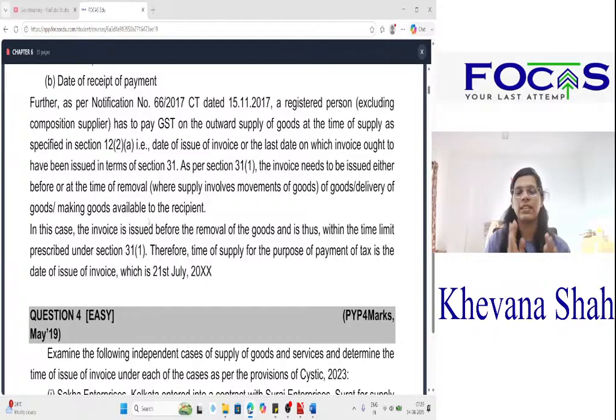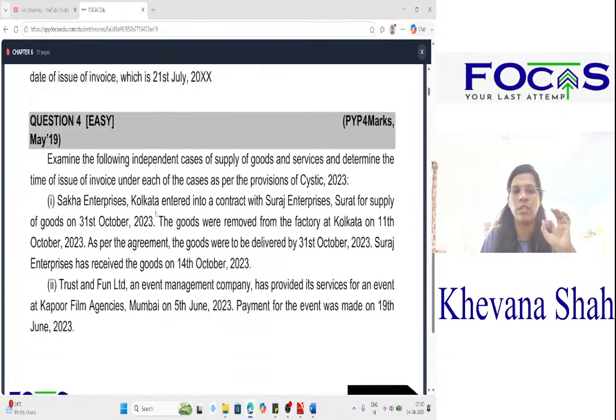So in this case, since your invoice is issued before the removal of goods and is thus within the time limit prescribed under section 31(1), therefore the time of supply for the purpose of payment of tax is the date of issue of invoice, which is 21st of July 2006.